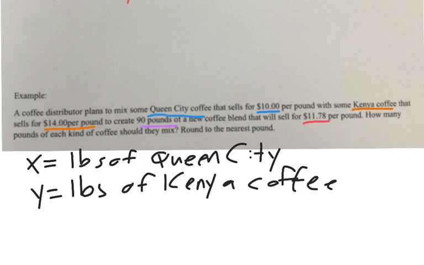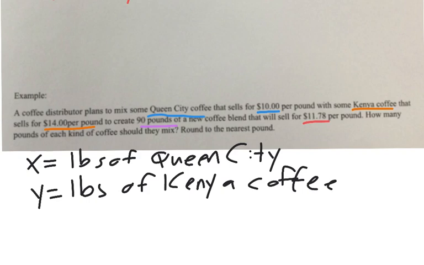So my variables are actually representing the number of pounds of each type of coffee. So now let's look at the numbers I underlined. So the prices, I always do the prices second, because to me the price one messes me up most of the time.